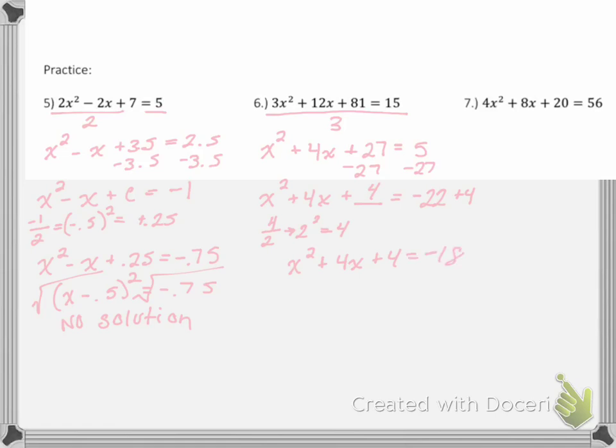But I don't need to keep going because what my equation equals is a negative. I can't square root that because I would eventually after factoring. So I'm going to go ahead and just say no solution. I don't need to keep going.